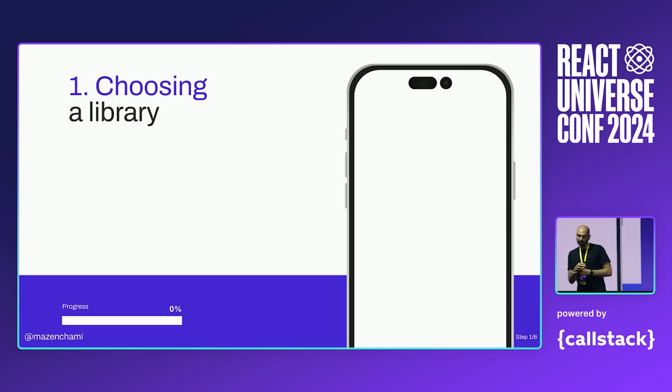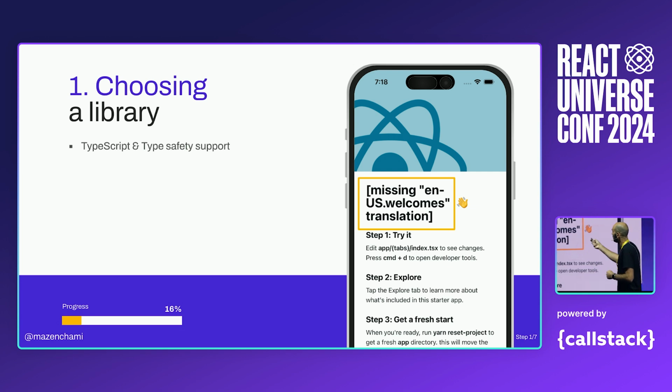So we go into step 1. We're going to need to choose our library. When choosing, I know we all have our criteria for choosing our libraries. Here are some features that I think we need to focus on when it comes to specifically internationalizing our app so we can handle it well. We need TypeScript and type safety support, our first line of defense. How many of you have put in your keys and you forget what you named that key and then you get this pretty cool message?